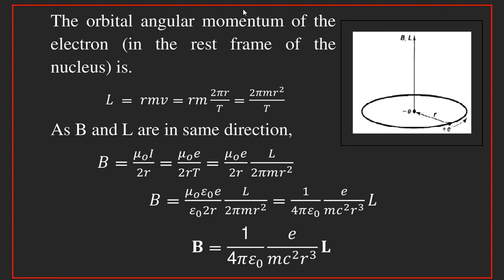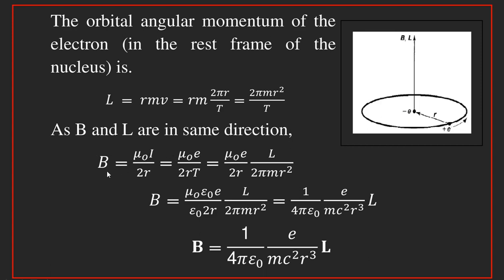Now B and L are in the same direction. The orbital angular momentum of the electron L and the magnetic field B are both in the same direction.